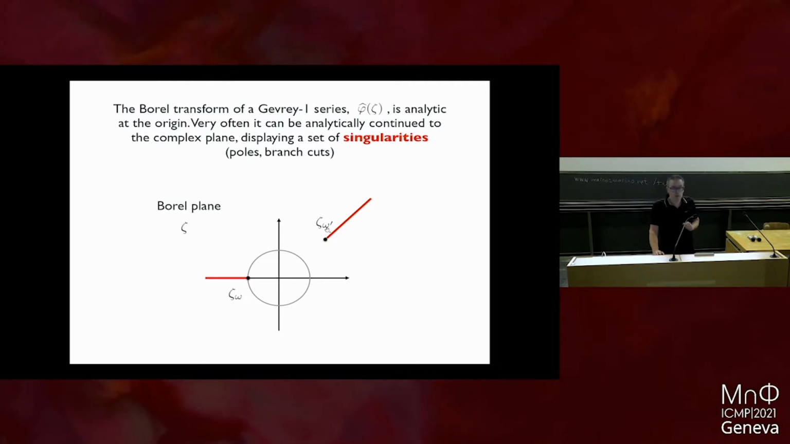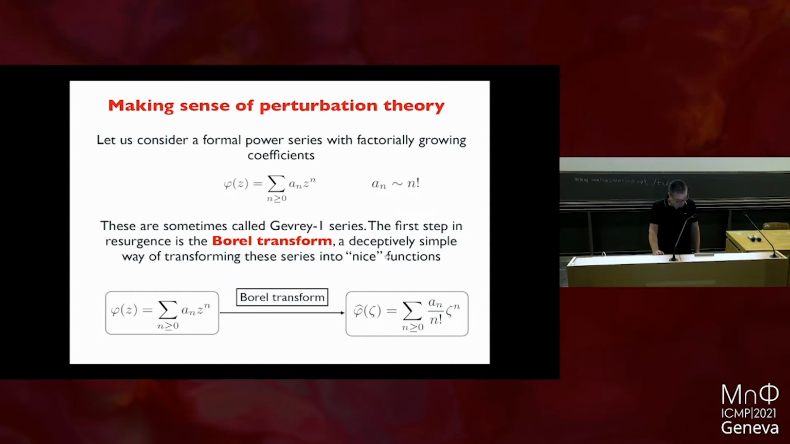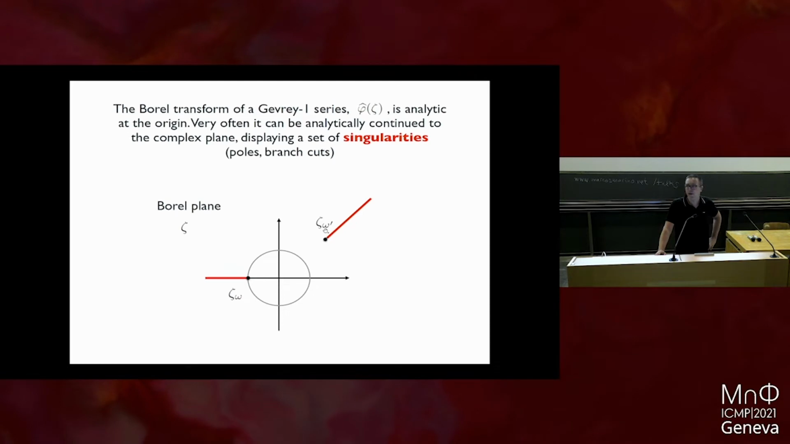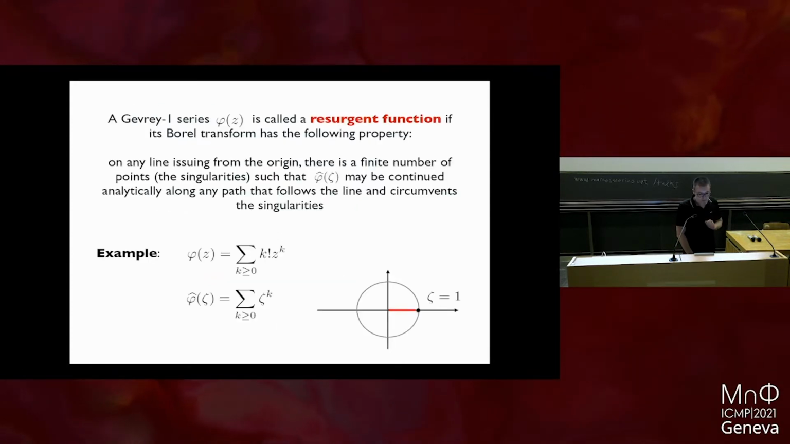Now, I will denote the location of the singularities. Remember that zeta is the variable that appears here. So this is the argument of this Borel transform. I will denote the singularities in the Borel plane by this letter zeta with a subindex omega. So omega will actually label the different singularities. I will give examples in a moment. So just follow me for an instant, and then I will give you some concrete examples of this. Okay.